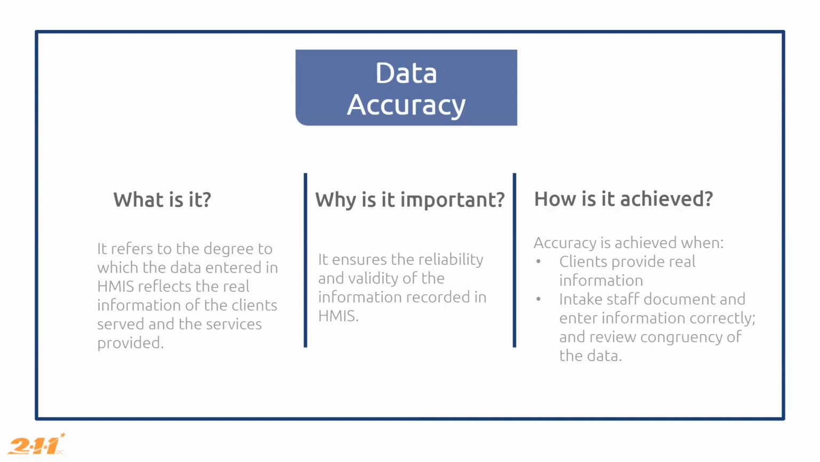HUD defines data accuracy as the degree to which the data entered into HMIS reflects the real information of the clients served and services provided. It's important to ensure the data recorded in HMIS are reliable and valid. This is achieved by clients providing real information and the staff entering the data into HMIS correctly. While it's not always the easiest to define, we will share in the following slides some tools that may help your data reviews.